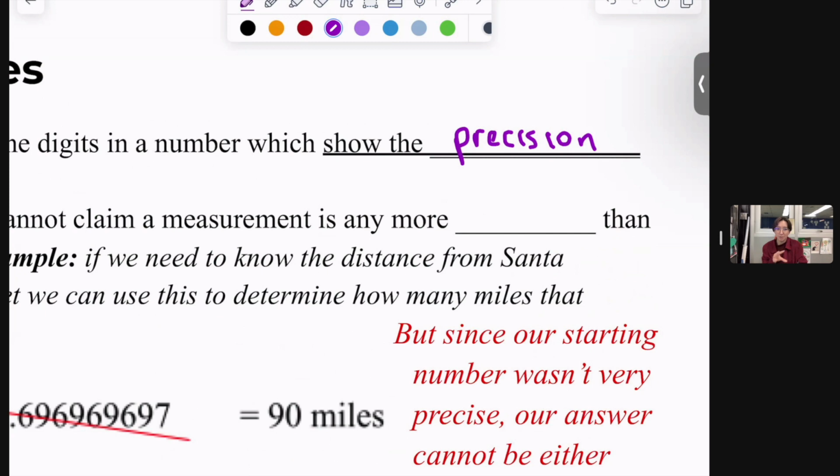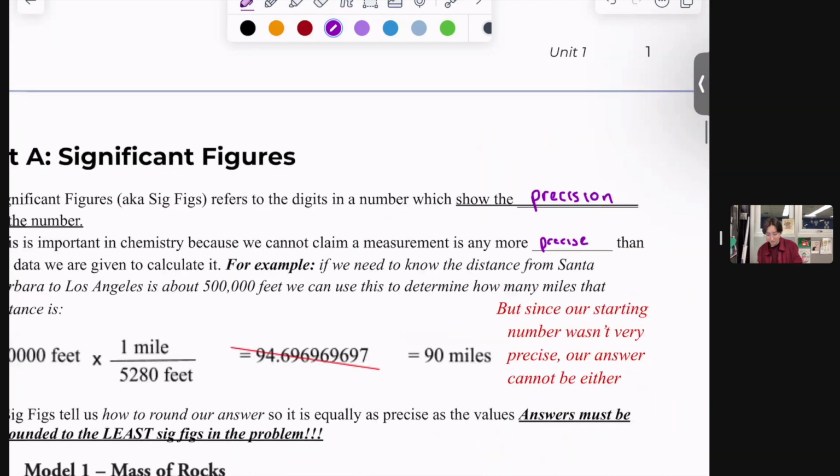And this matters because if I'm trying to make a claim about a measurement, or do a calculation based on a measurement, I can't say my answer is more precise than the measurements I actually took. That would be making a claim that I don't have evidence for. We have to match our precision to our starting values. So here's a little example.